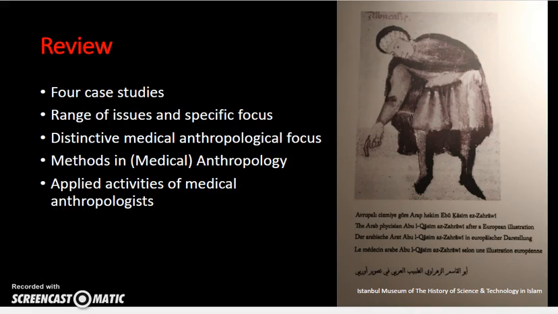So I hope to have given you guys a good review of Singer and Baer's chapter here, looking at 4 case studies, some of the issues, the particular focus, as well as methods and applied activities of medical anthropologists.